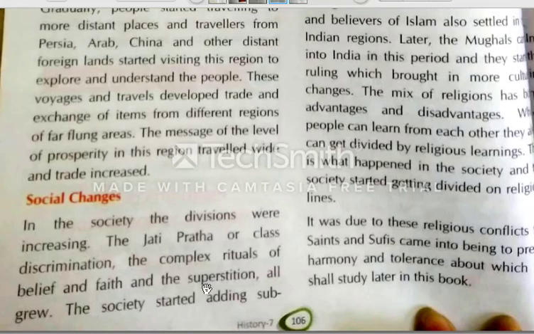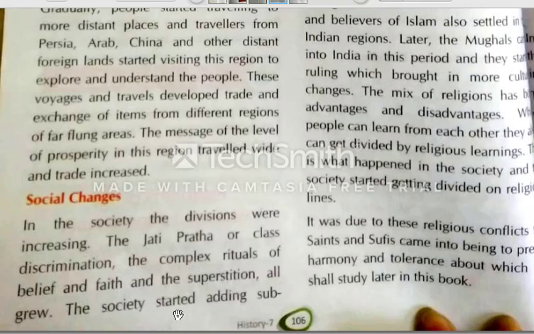Another word which you will learn and write in your copy, in your hard meaning, is superstition. First is discrimination and another is superstitions. What is the meaning of superstitions? Superstitions means andhviswas, in Hindi it is called andhviswas. All these grew. These all started.